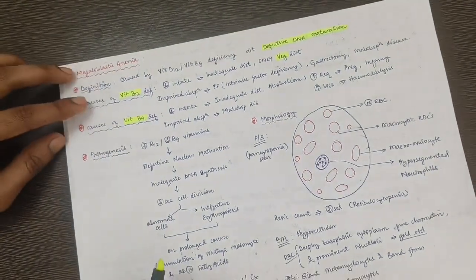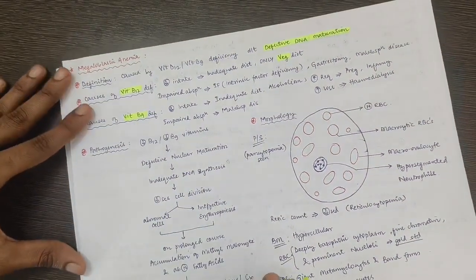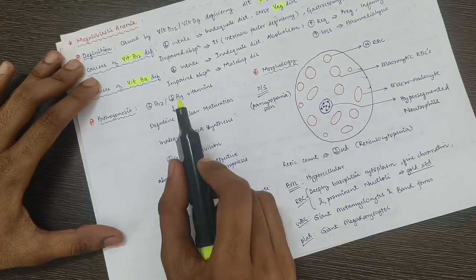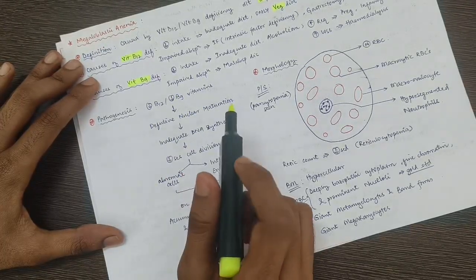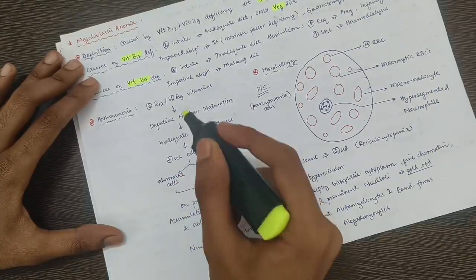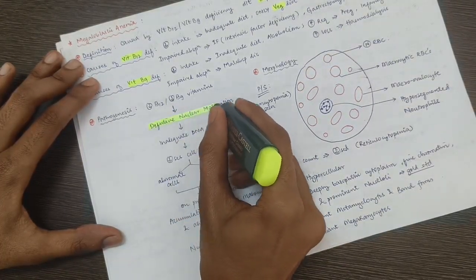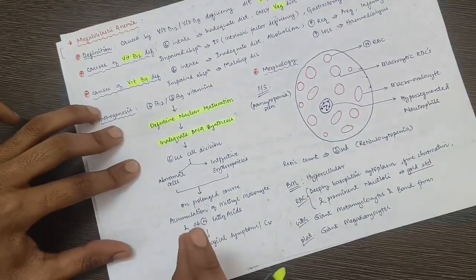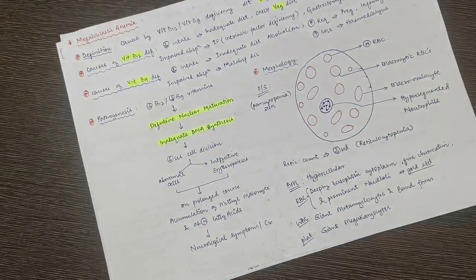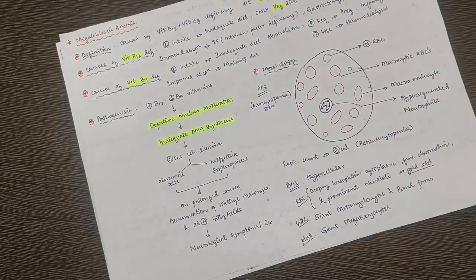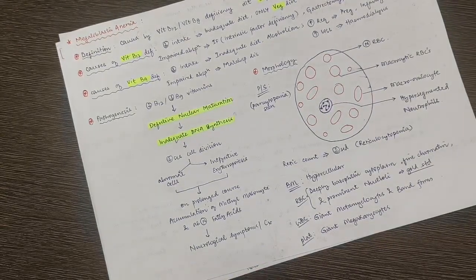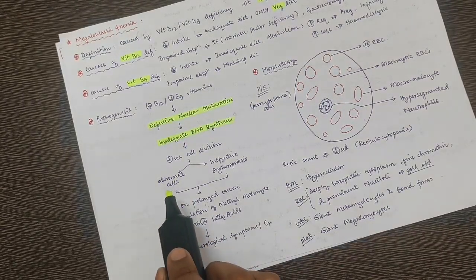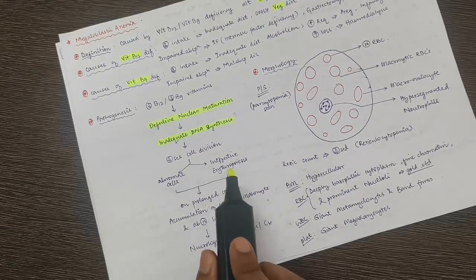So pathogenesis. What about the pathogenesis here? In pathogenesis, there is a deficiency of vitamins, that is B9 and B12. Okay, B9 or B12 deficiency will lead to defective nuclear maturation. If there is defective nuclear maturation, then there is inadequate DNA synthesis. Because of this, what happens? There is a decrease in cell division. If there is a decrease in cell division, then there is formation of abnormal cells. Instead of normal cell division, abnormal cells increase, and there is ineffective erythropoiesis.